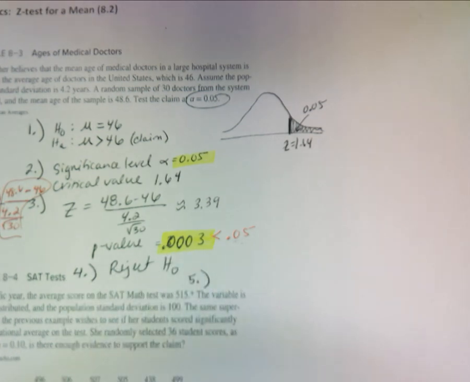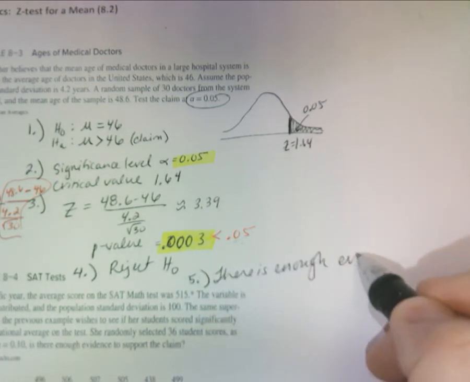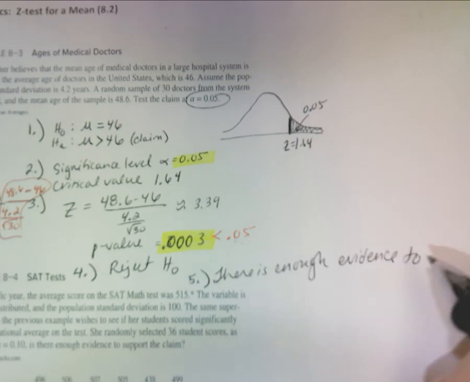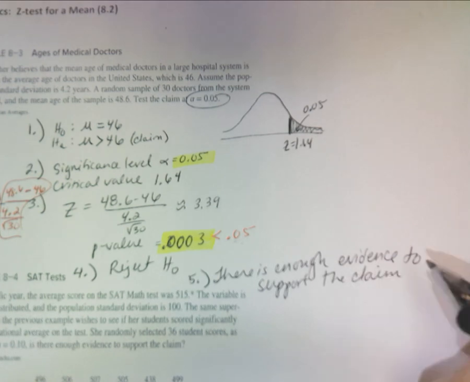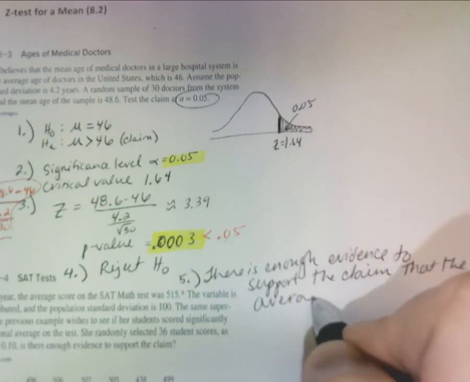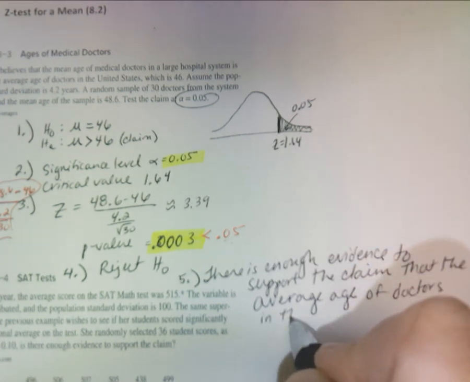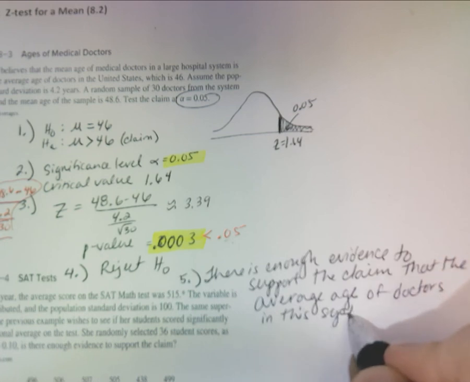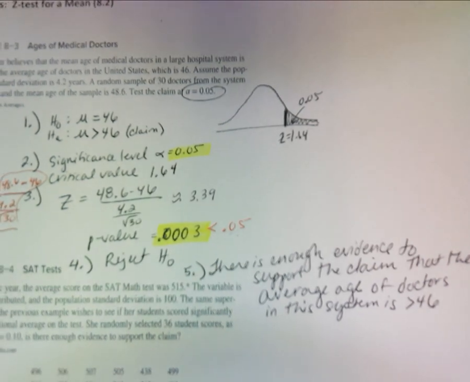So here's what you say for number 5. There is enough evidence to support my claim that the average age of doctors in this system is greater than 46. It's pretty much like you're restating it when we were doing the intervals.